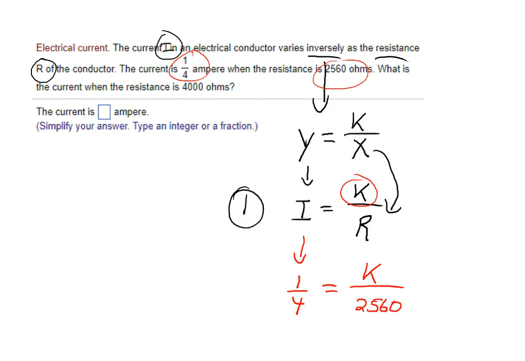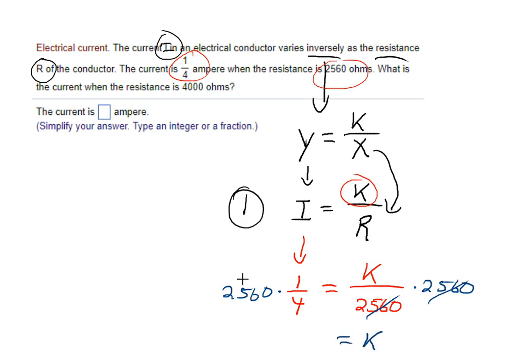2,560. So I want to solve this for K, and the way I get K by itself, it's being divided by the 2,560. So to cancel that out, I will multiply by 2,560 on both sides. Or think of it as, well, I guess it's not really a common denominator. I'm just multiplying by this number to cancel it out so that K is by itself.